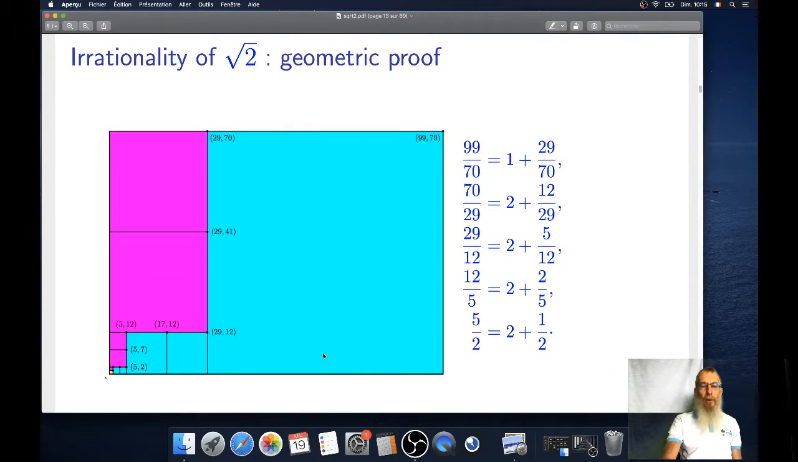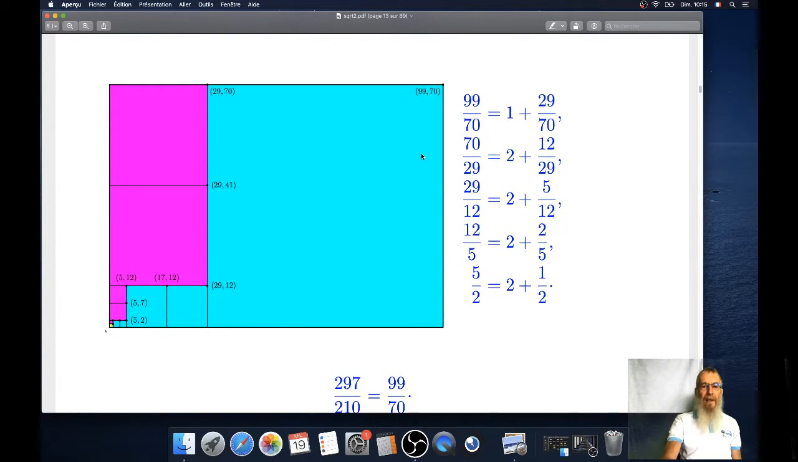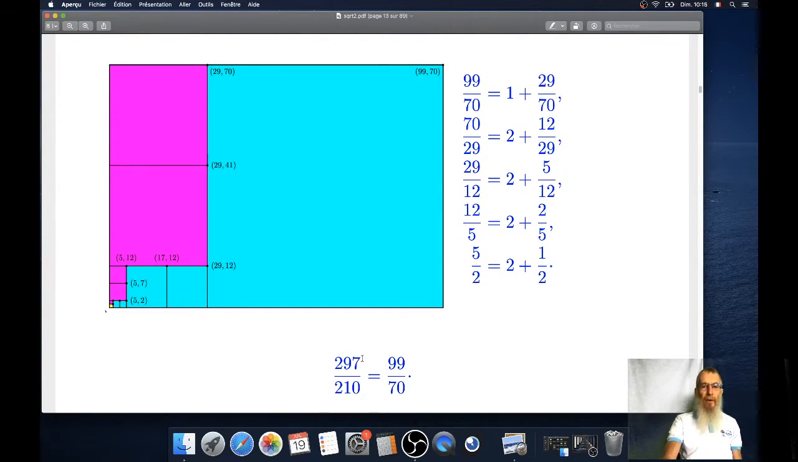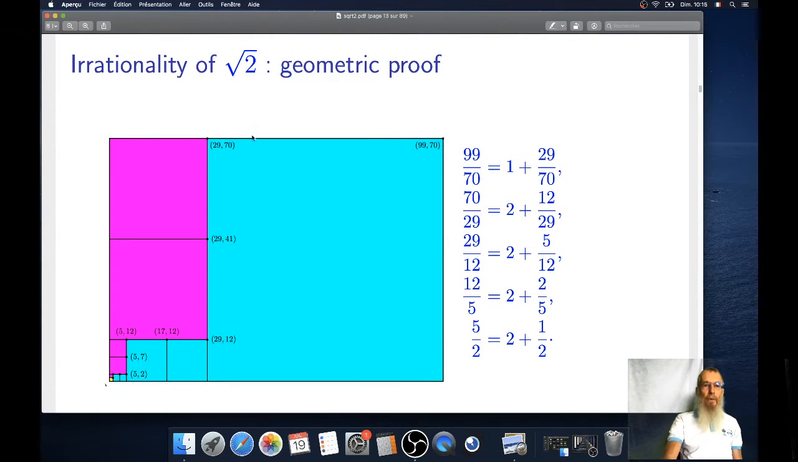If you start with a rational number, so I start with 99 divided by 70 because this is the proportion of the A4 paper, you can remove 1 square and you have 1 plus 29 divided by 70. This is the point here, the coordinate of this point. From this point, so you look at 70 divided by 29, which is the inverse of this. You can remove 2 squares and you have this point, which is 29, 12. You remove 2 squares and you have 5, 12, which is this one. You remove 2 squares and you have 5, 2. And then when you remove 2 squares, you have 2 plus 1 over 2.